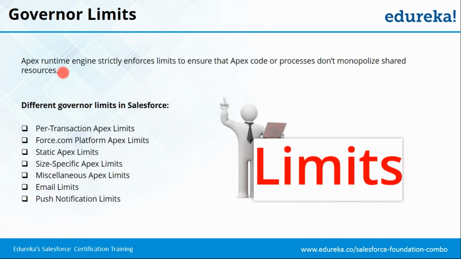When it comes to the different governor limits in Salesforce, these are the most common ones: the per transaction Apex limits. For example, there's a limit on how much your heap memory size can be. It can be only 6 MB of memory. Another example of a per transaction Apex limit is that there can be only 150 statements per DML transaction. One DML transaction is one particular update or one particular insert that's happening. So for each such transaction, you can have only 150 statements.